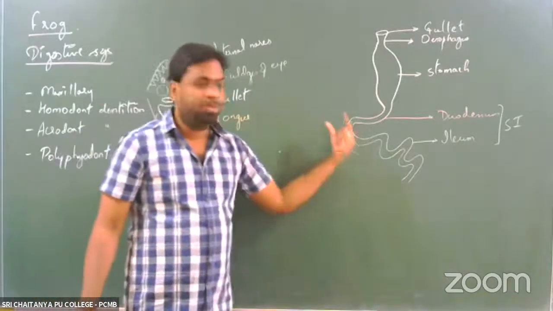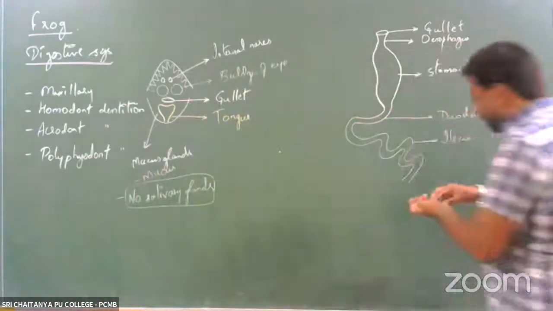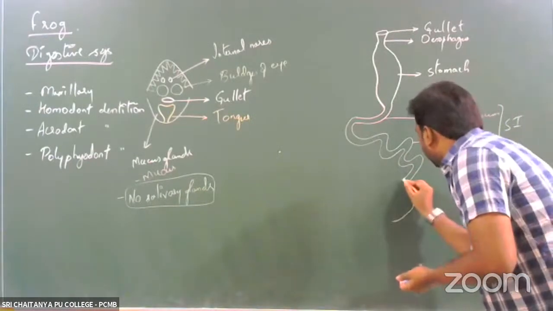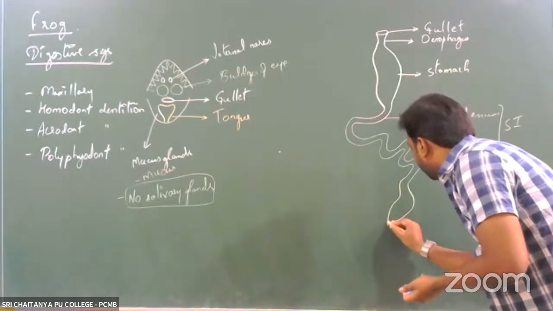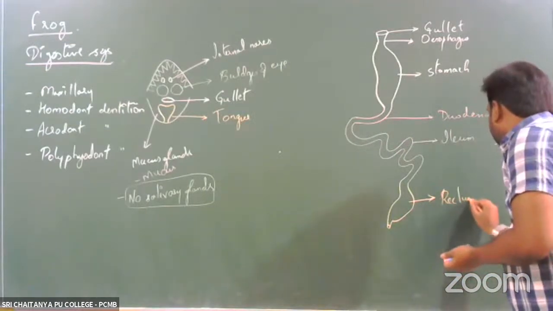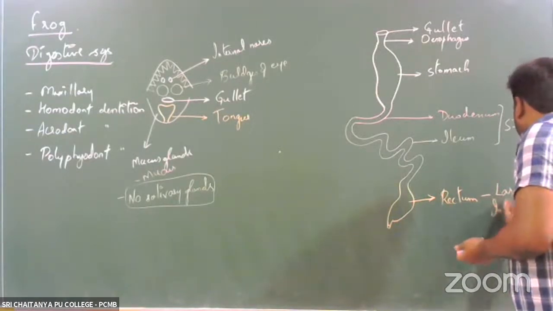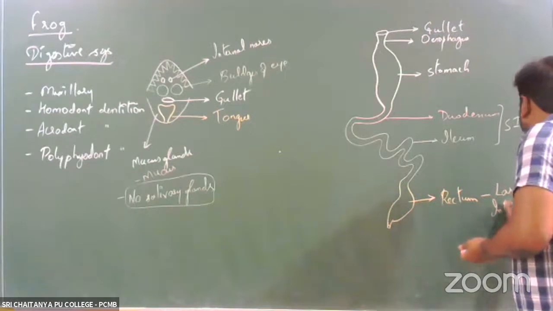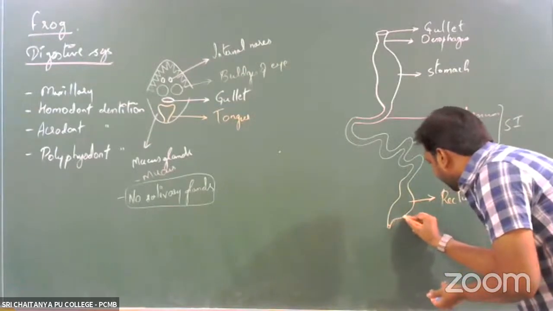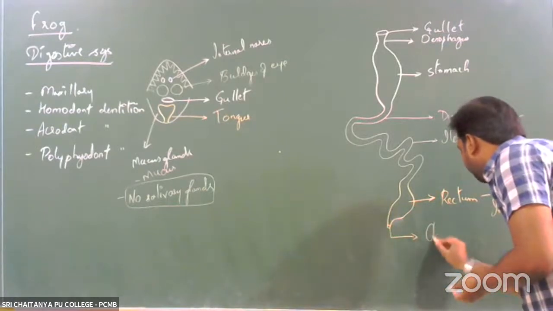Now, the small intestine opens up into the large intestine, which is characterized by only one part, a dilated structure called the rectum. This rectum constitutes the large intestine. The rectum opens to the outside through an opening which is called the cloaca.